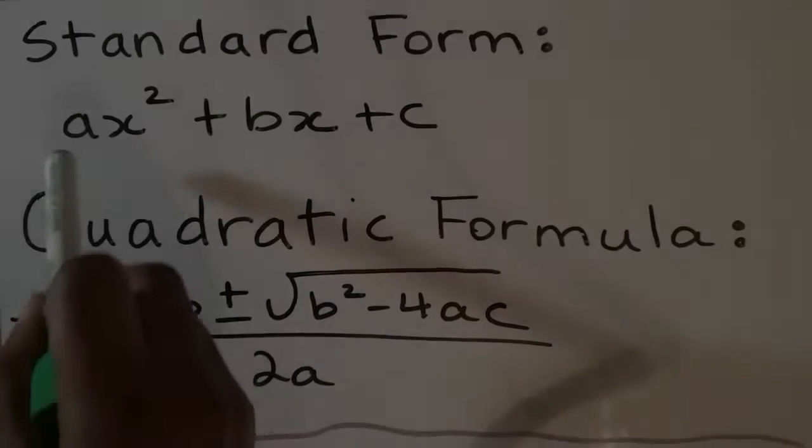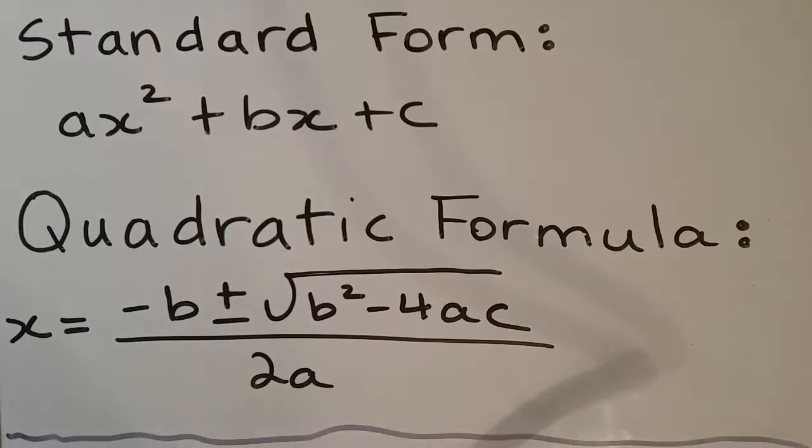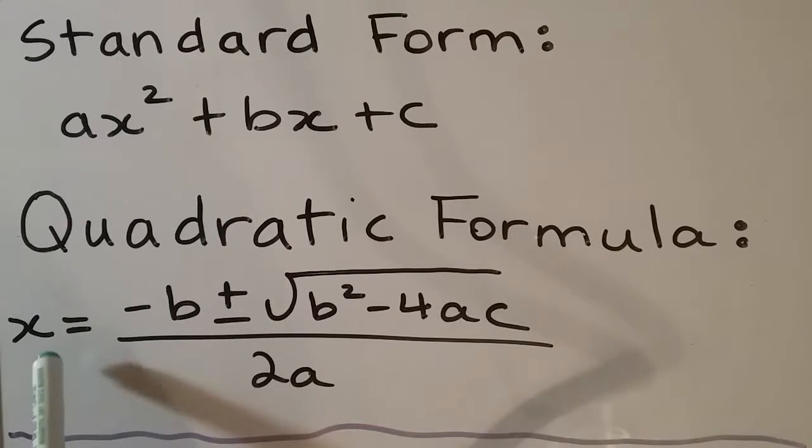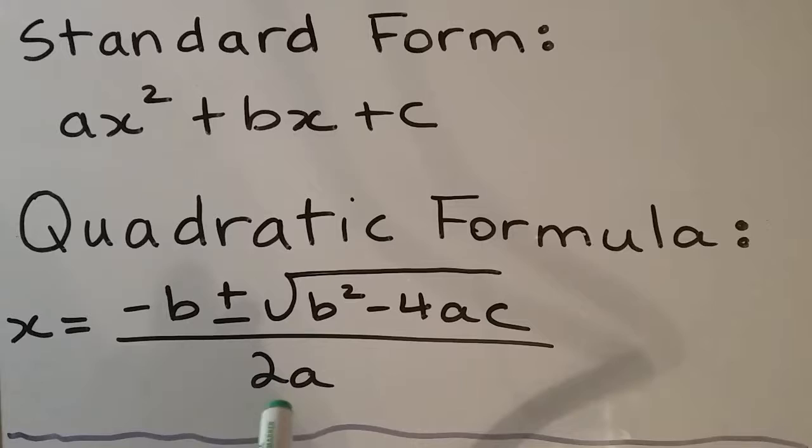In today's lesson, we'll be solving quadratic equations using the quadratic formula. The standard form of our quadratic equation is ax squared plus bx plus c. And our quadratic equation has to be in that form before we use the quadratic formula, which is x is equal to negative b plus or minus the square root of b squared minus 4ac all over 2a.